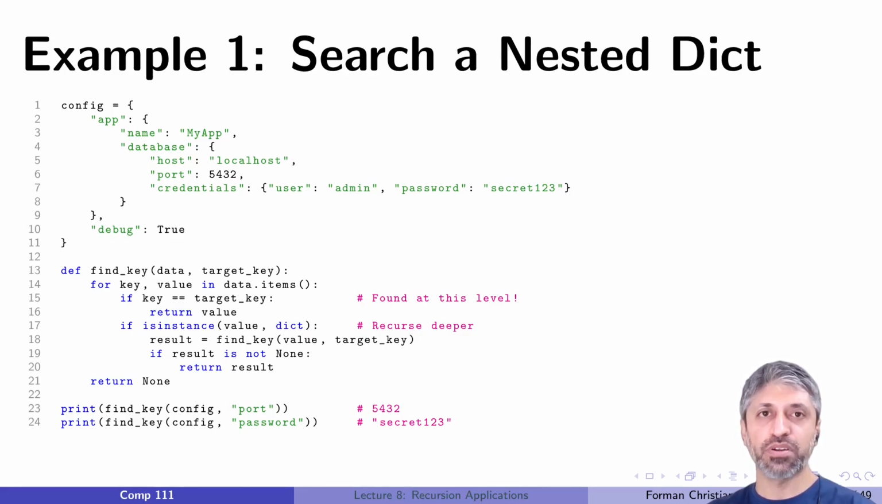But the interesting part is line number 17 and 18. Now this is the isinstance check basically. What this does is, if the value itself is a dictionary, then we recursively go into it and we search deeper. So this is the recursive call if it's a dictionary. So find key on this dictionary for the key port returns the value 5432, and you can see that this key is buried deep inside this dictionary structure. It's not straightforward out in the open.